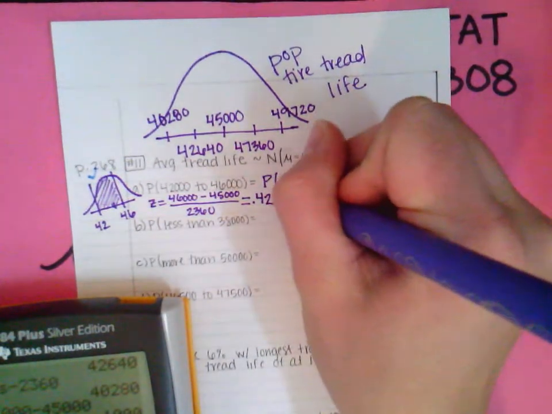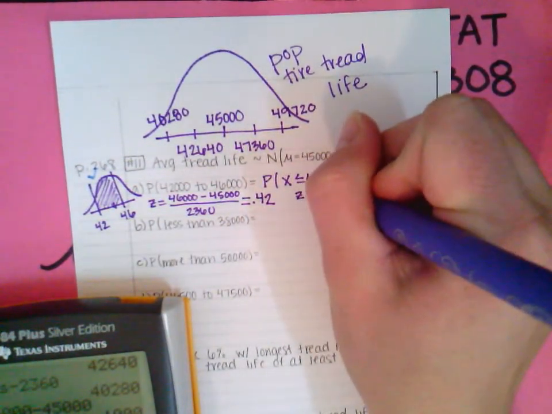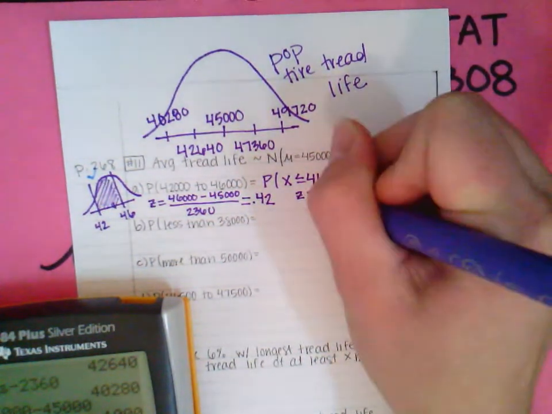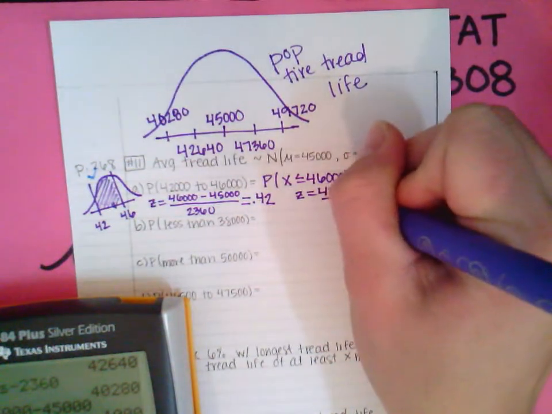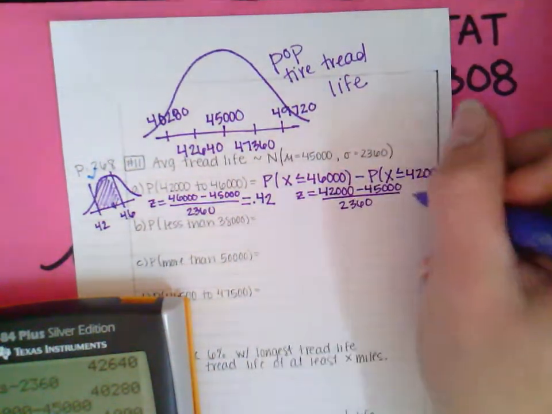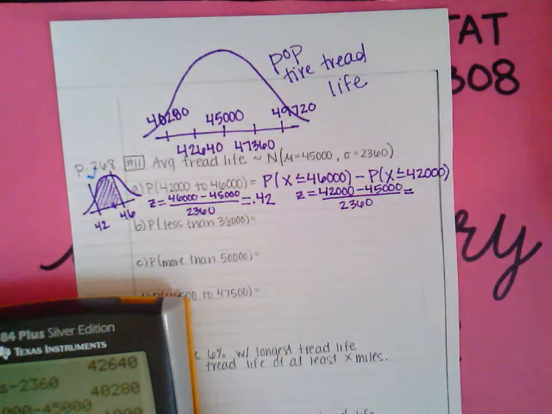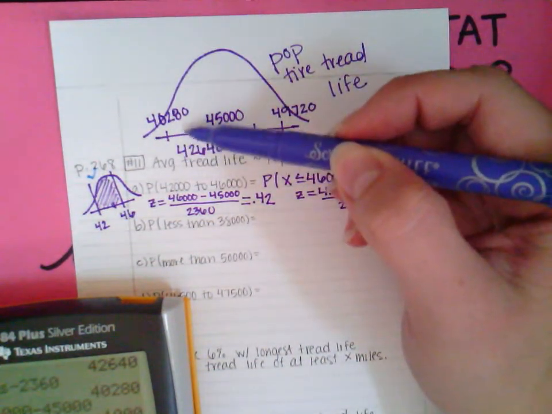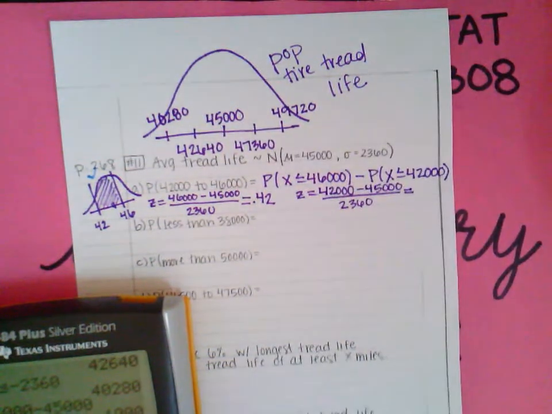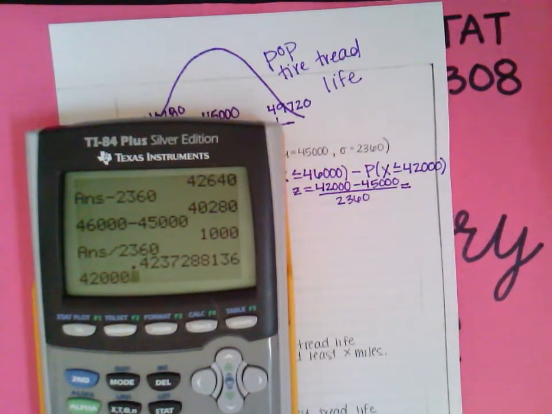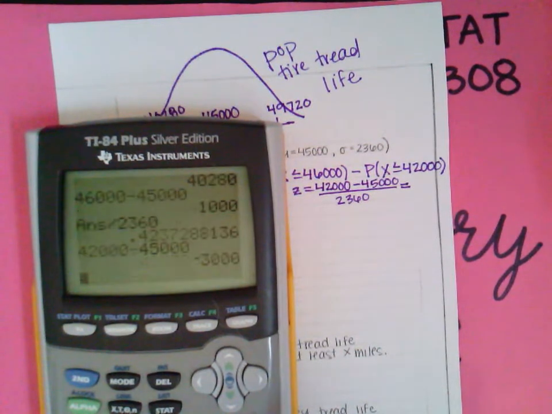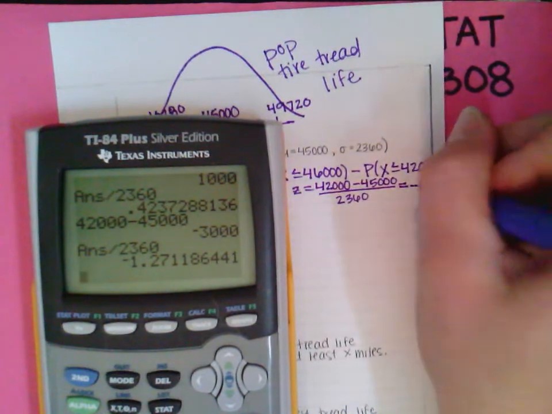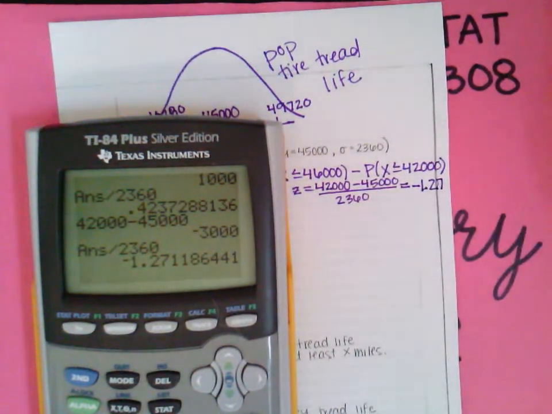I'm also going to find a z-score for 42,000. Now, 42,000 is to the left of the mean, and so my z-score, when I plug 42,000 into my z-score equation, should be a negative value. And that makes sense, and it should be like negative 1 point something because it's down here below 42,000. So 42,000 minus 45,000, divided by the standard deviation, and I get negative 1.27.